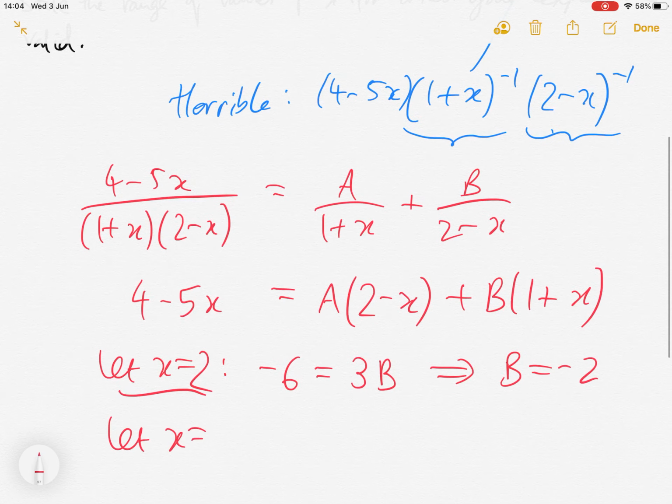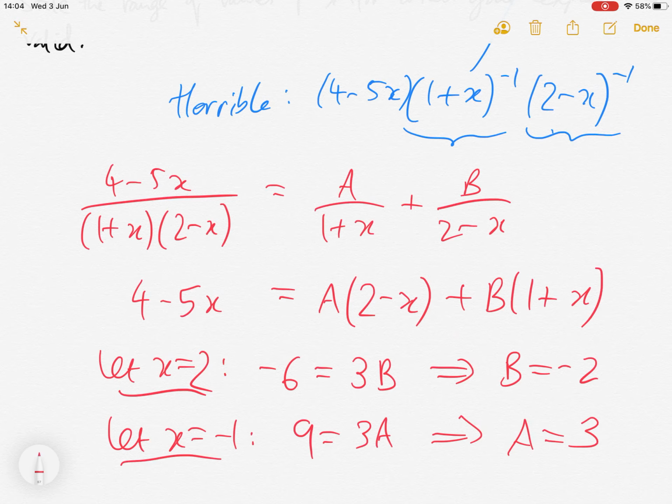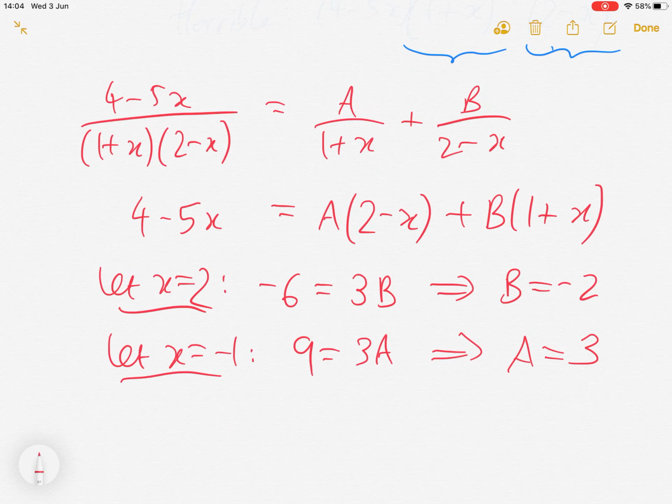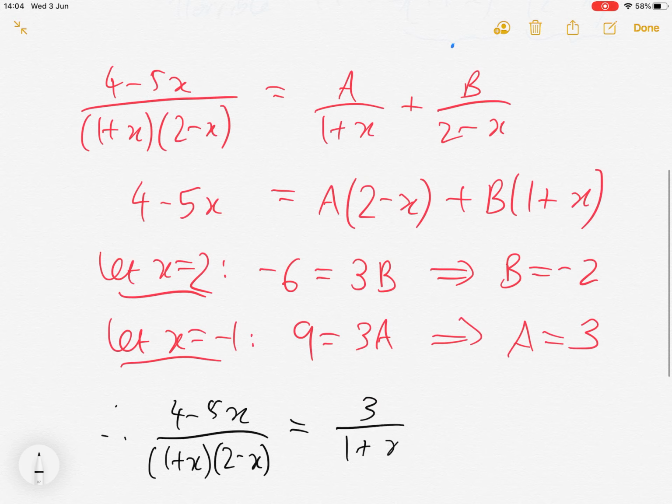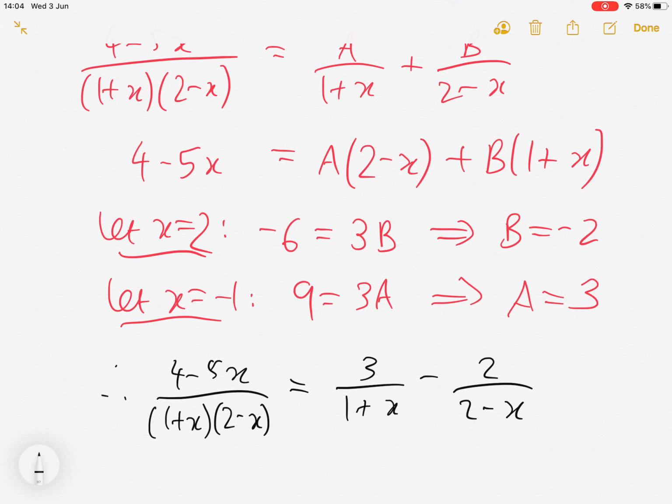And to find A, we could let x be minus 1. And then we get 4 plus 5, that's 9, equals A times 3. So A is 3. And now we've written it in partial fractions. We've got 4 minus 5x over 1 plus x, 2 minus x, is 3 over 1 plus x minus 2 over 2 minus x.